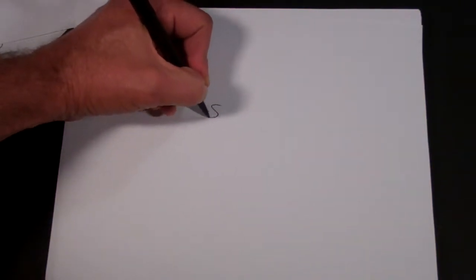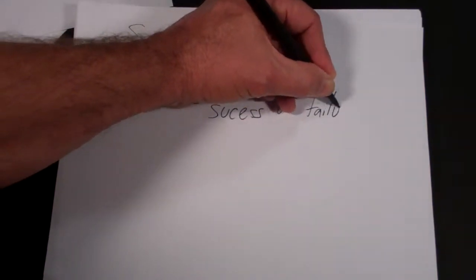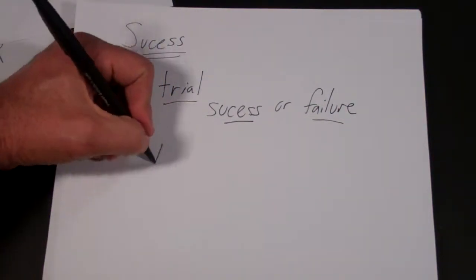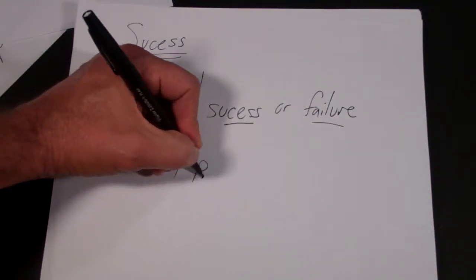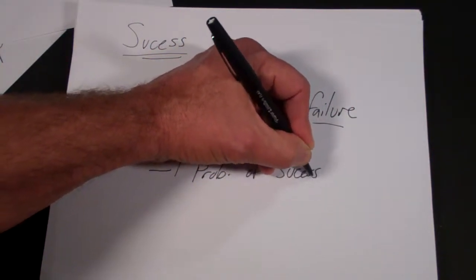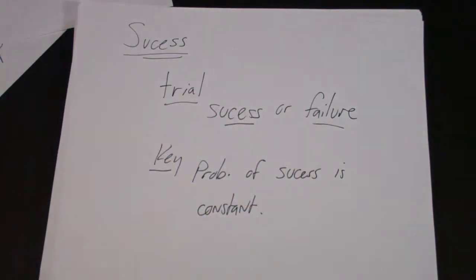And the last key is success. What we mean by that is that each trial can be defined as either a success or a failure. And these are just terms that we use. We don't mean good or bad here. And the key is that the probability of success is constant. So that's the binomial situation.